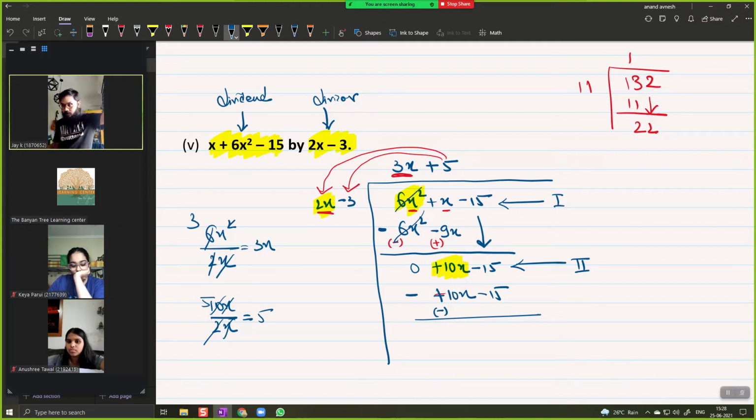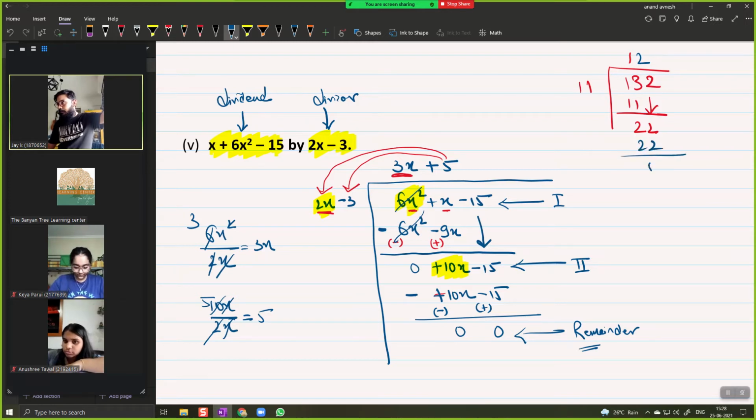We will change the signs because of the subtraction. So 10x minus 10x will be 0, minus 15 plus 15 will be 0, and this will be your final remainder. The remainder comes out to be 0. Now see, here also 11 2s are 22, remainder 0. That means division is done, that is 132 divided by 11 is equal to 12. Whatever value comes in the quotient, that is your answer.